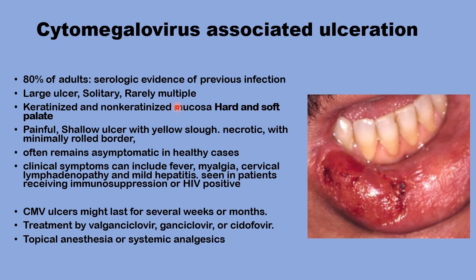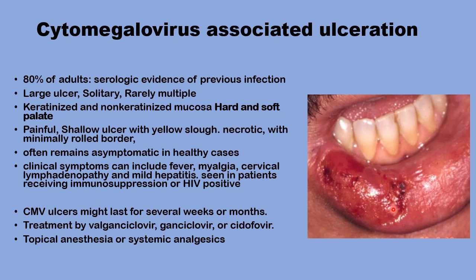80% of the adults would have serological evidence of a previous cytomegalovirus infection. This is usually asymptomatic, but it's in the immunocompromised patients who are receiving immunosuppression or HIV positive patients that manifestations of the infection may be noted. This can be general, like fever or myalgia and lymph nodes in the neck, and also oral ulcerations. The oral ulcers are usually large. They affect the keratinized and the non-keratinized areas, particularly of the palate and also the lips.